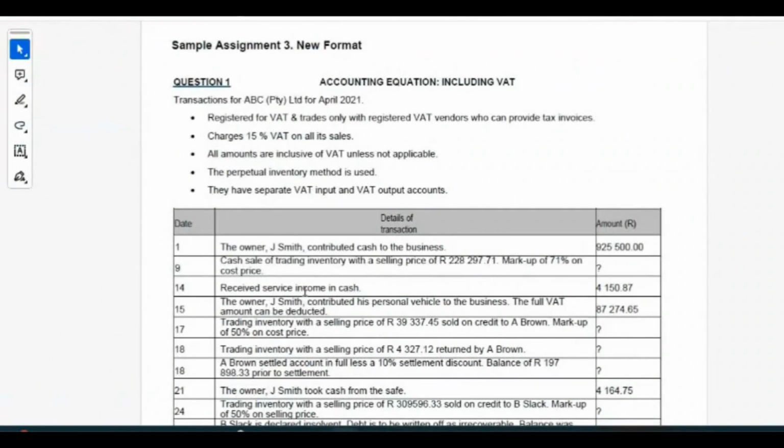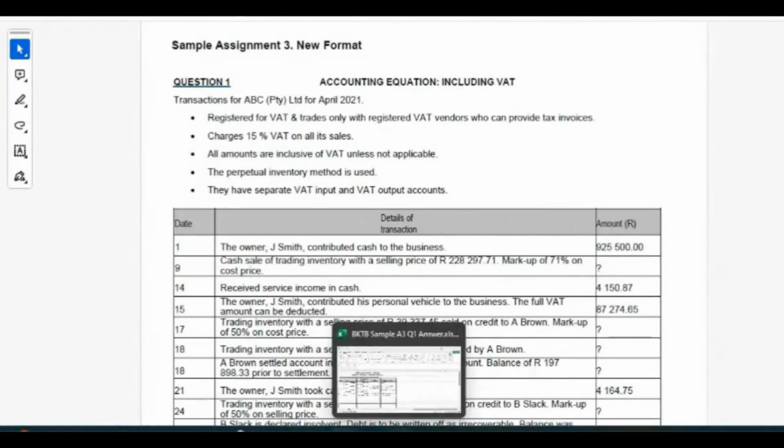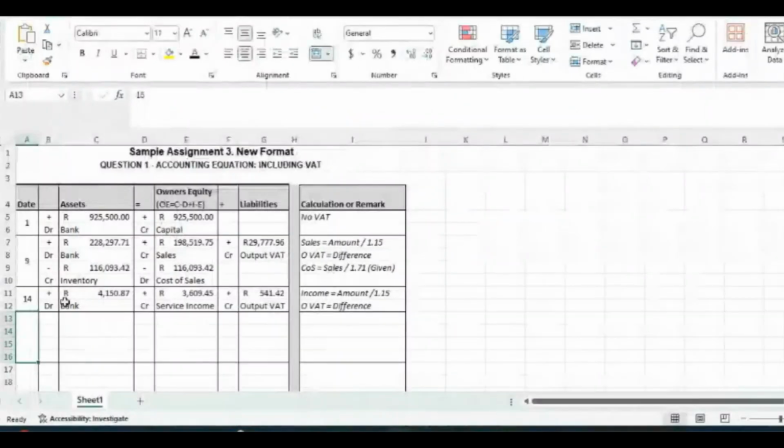Okay. And that one says that the owner, J. Smith, contributed his personal vehicle to the business. The full VAT can be deducted. And what I said to you before is if the owner contributes a vehicle or he contributes machinery or anything like that, we treat it as a sale, as we would have with a sale. So there will be input VAT, and that is why they say to you everything is met. We can deduct the VAT. Okay, so we go there.